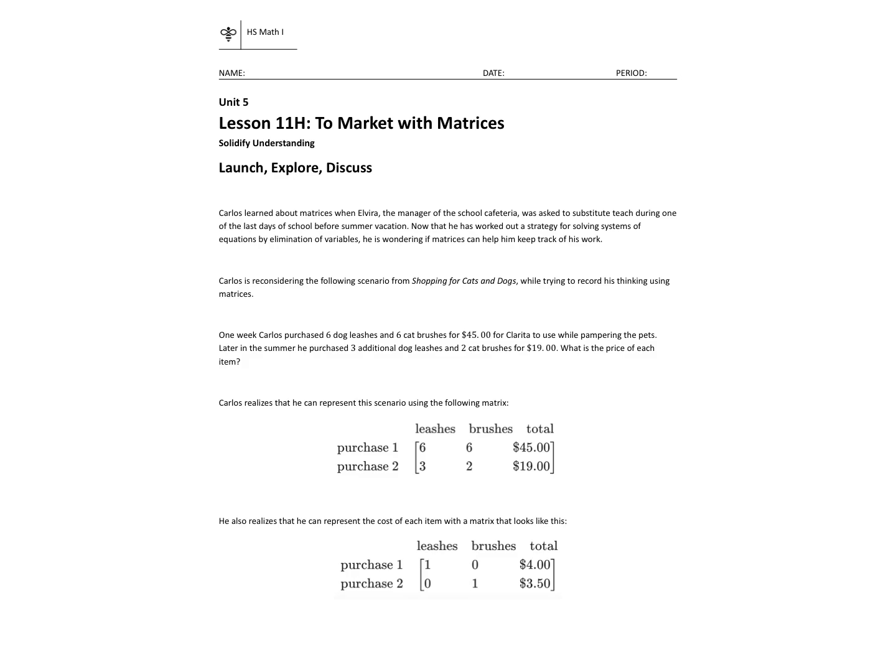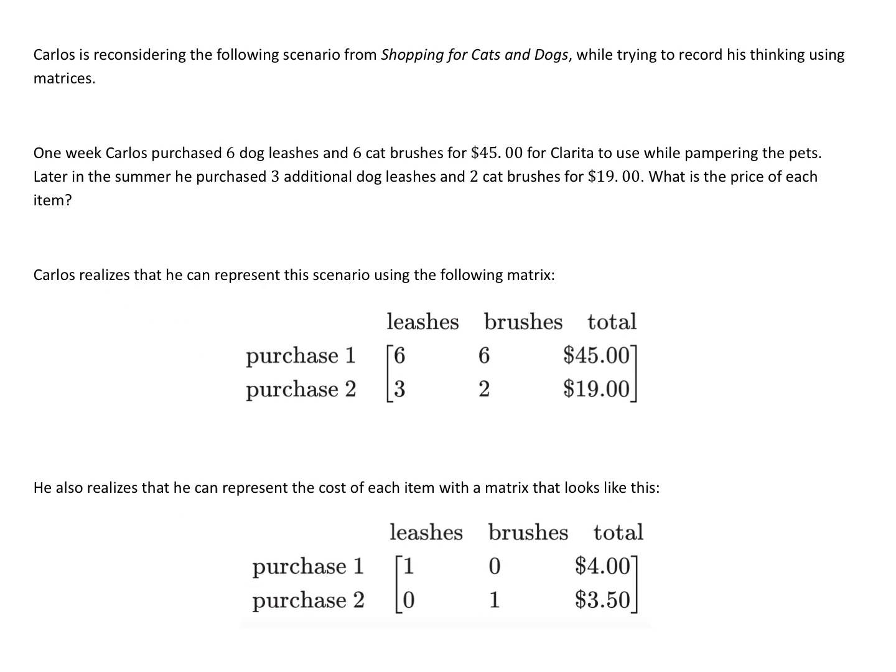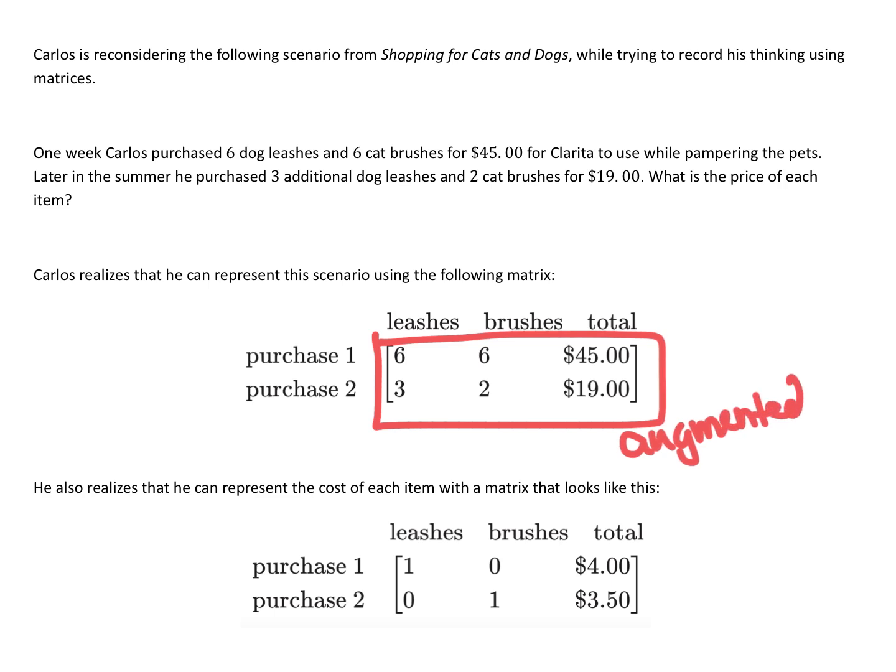This right here, putting a system of equations into a matrix, this is called creating an augmented matrix. So this right here is called an augmented matrix, and it represents a system of equations.